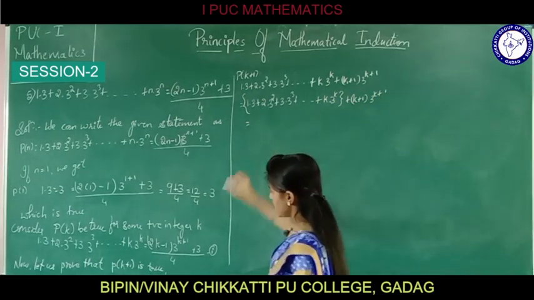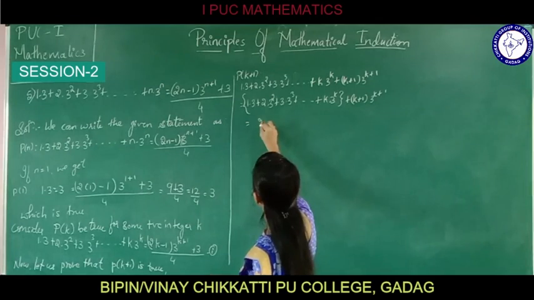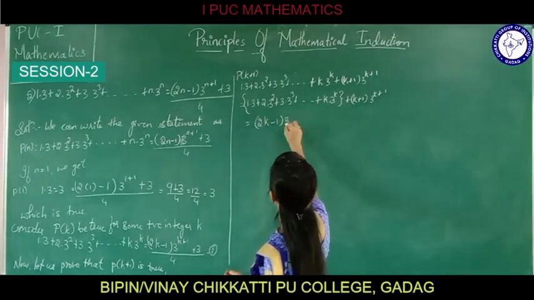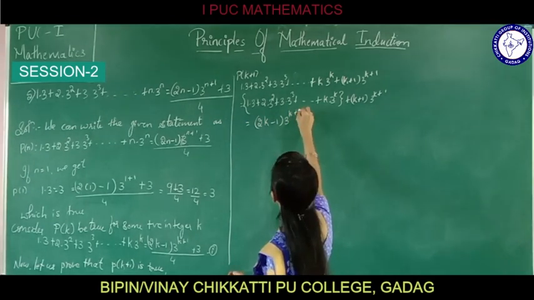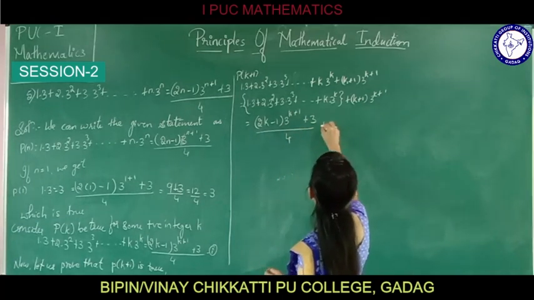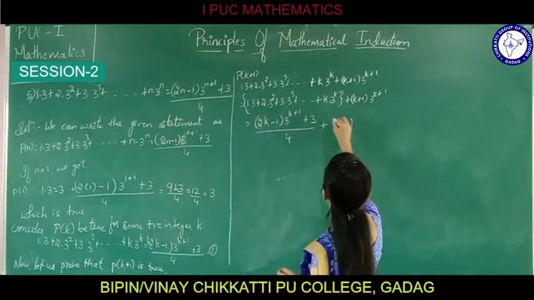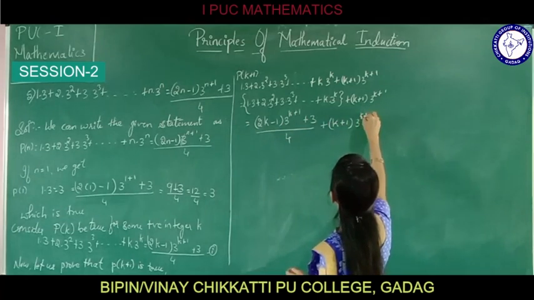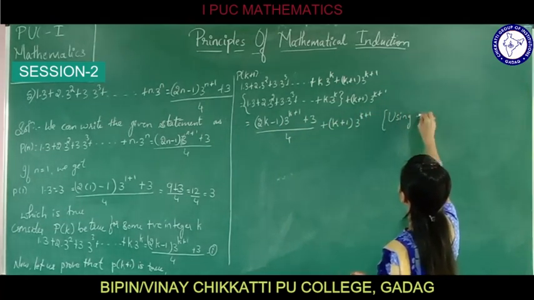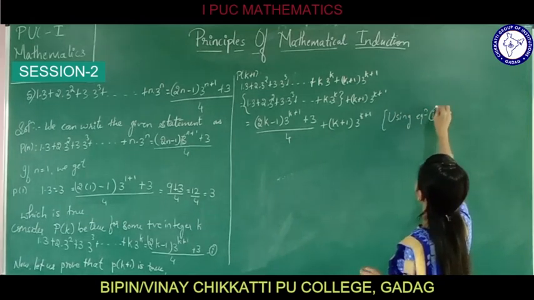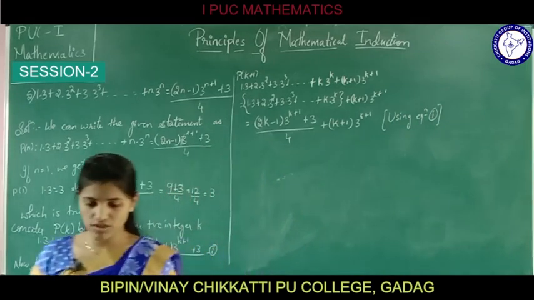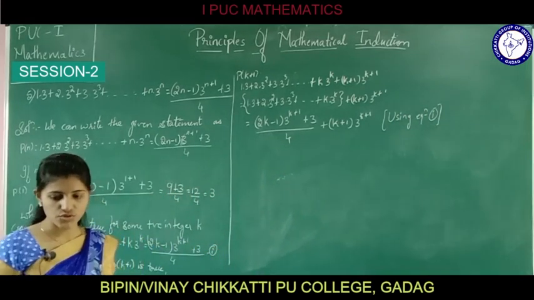Using equation 1, we can write this as 2k minus 1 into 3 raised to k plus 1 plus 3, divided by 4, plus k plus 1 into 3 raised to k plus 1. What we have done here? Using equation 1, in place of that expanded form, we used equation 1. If so, what are we going to do next?